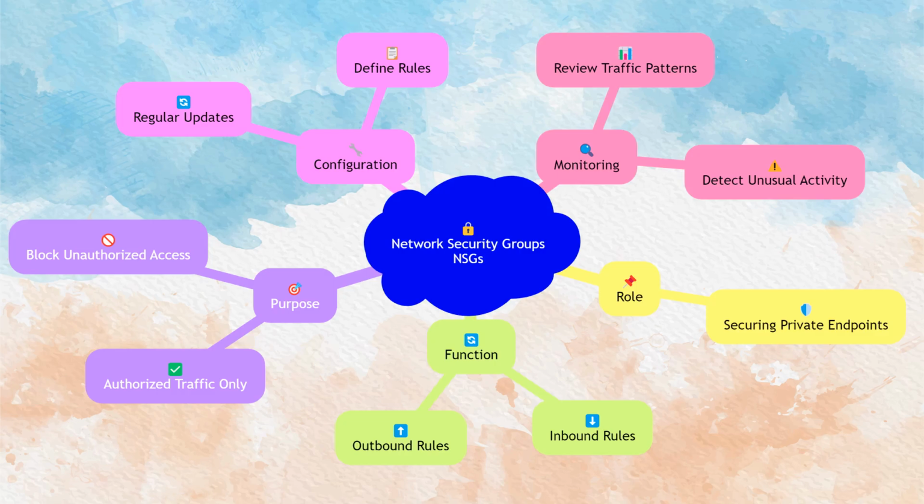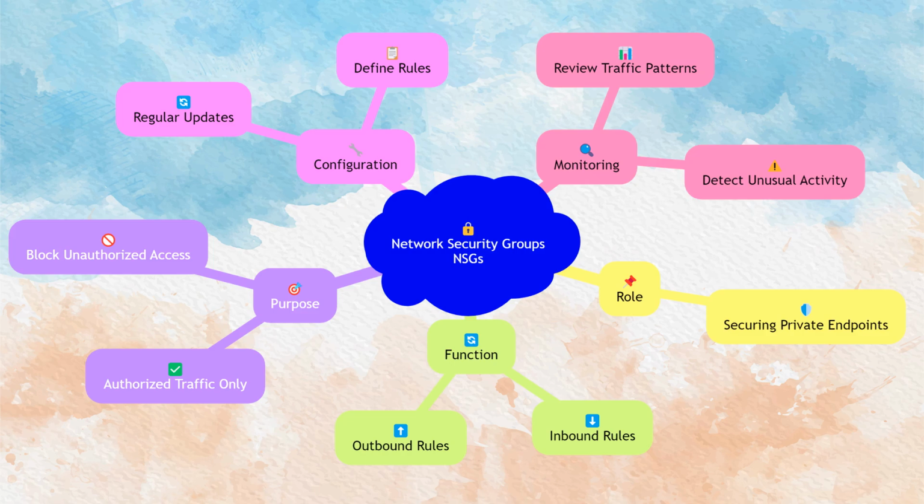Network security groups, NSGs, play a vital role in securing private endpoints. NSGs allow you to define inbound and outbound security rules that control traffic to and from the private endpoint. By configuring NSGs, you can ensure that only authorized traffic is allowed to access the PaaS resource, further enhancing security. It's important to regularly review and update NSG rules to align with your security policies and to monitor traffic patterns for any unusual activity.